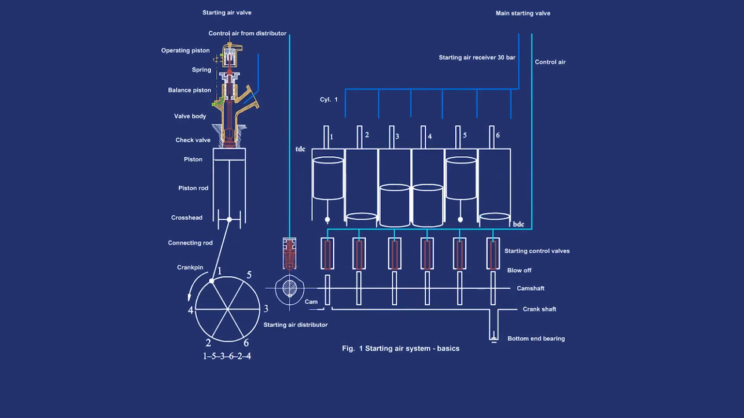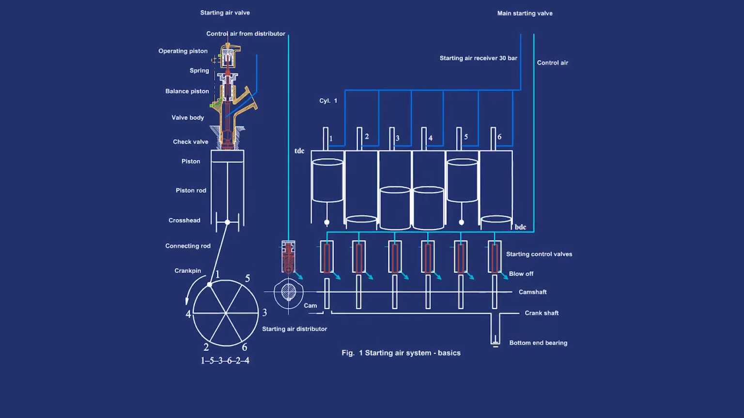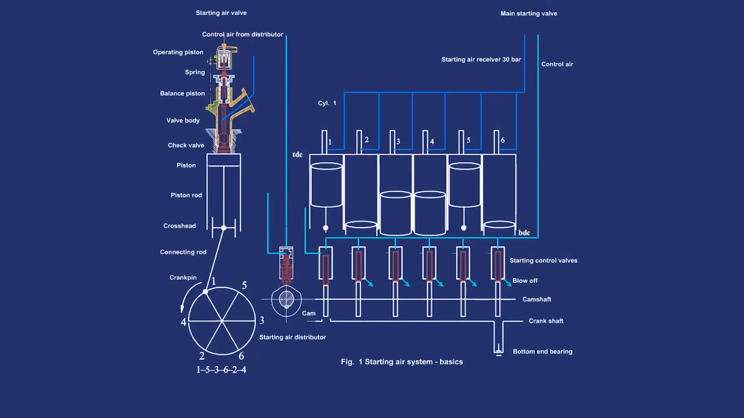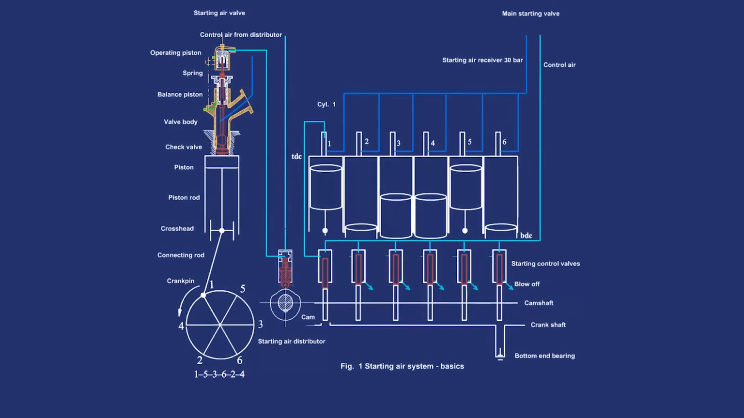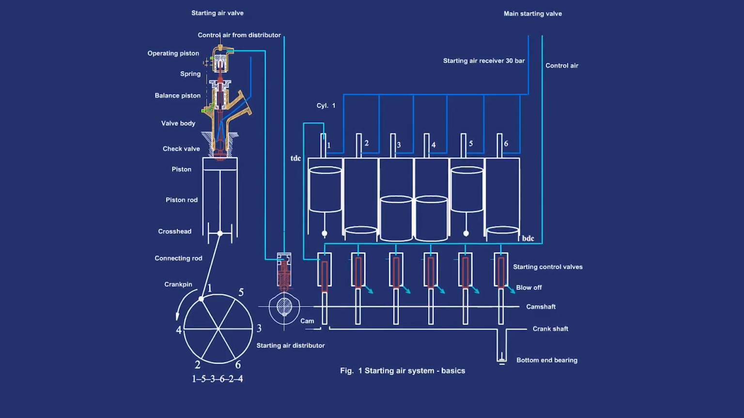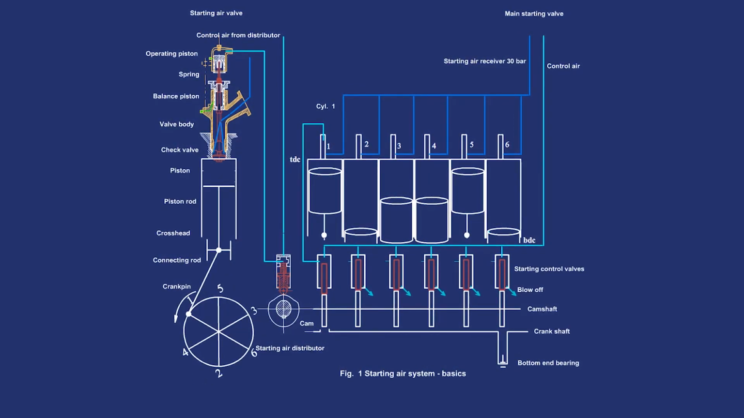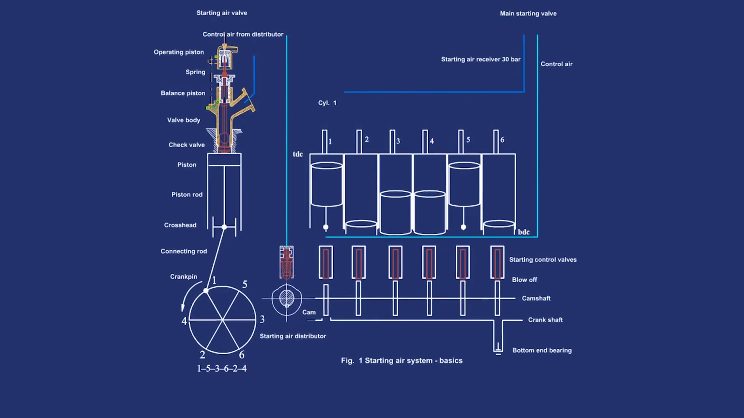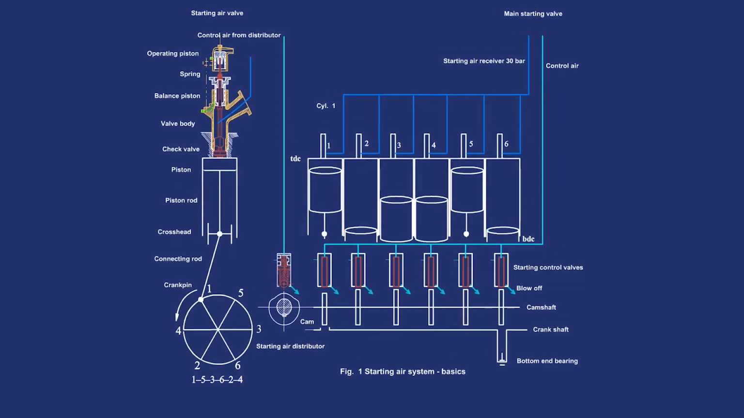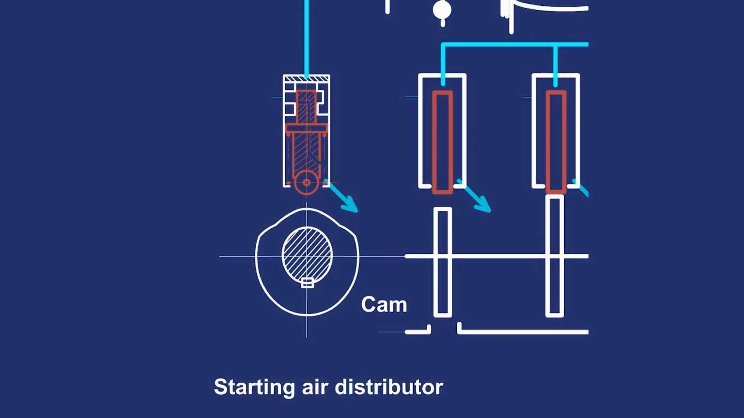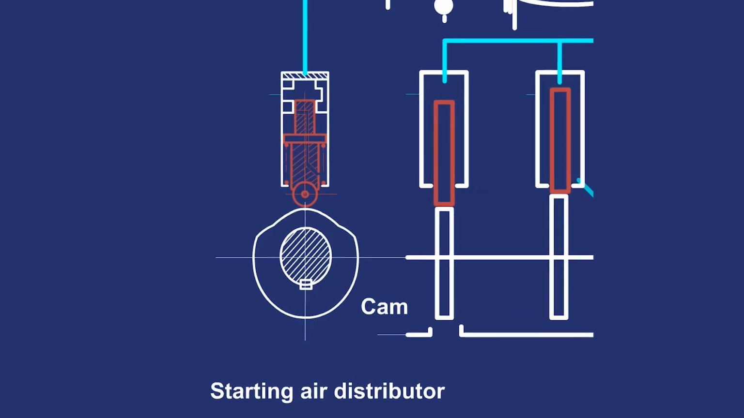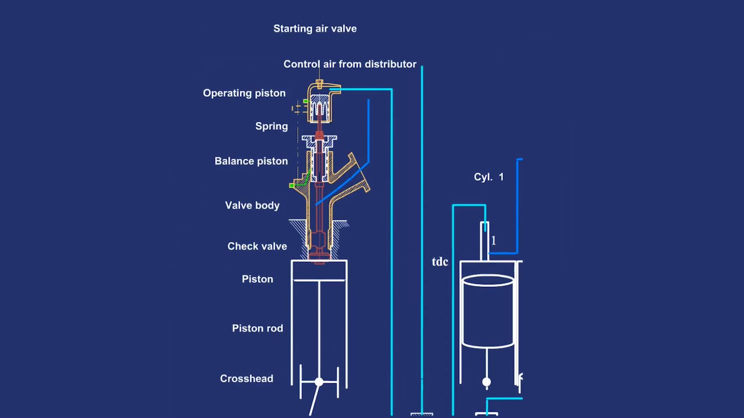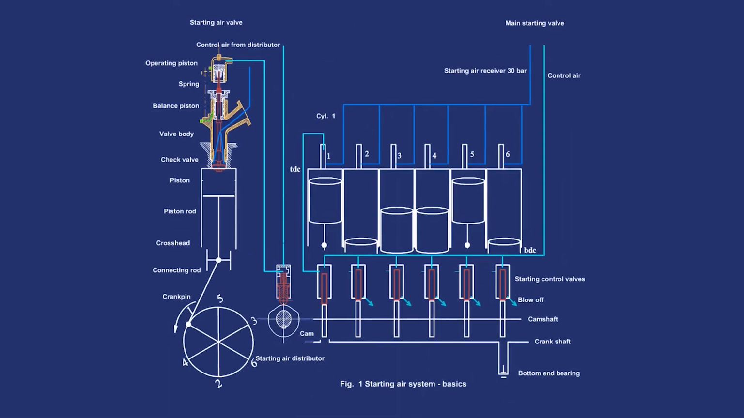Main and control air is released. Number 1 starting control valve pushed down, control air released. Number 1 cylinder air start valve pushed down, piston pushed down, engine turns. Checking the salient points: control air release. Number 1 starting control valve plunger pushed down on the cam. Control air is released. Number 1 cylinder air start valve is pushed down, piston pushed down, engine turns.